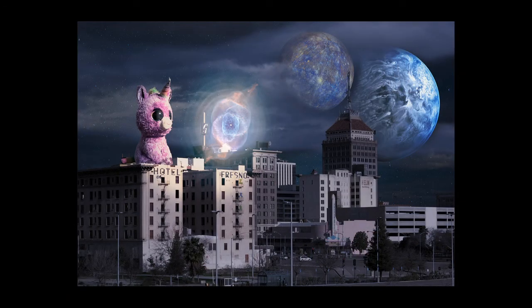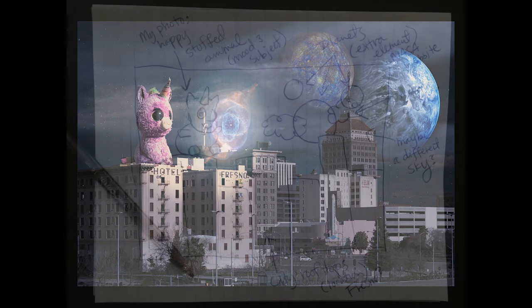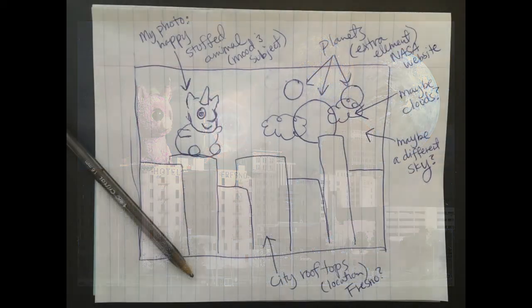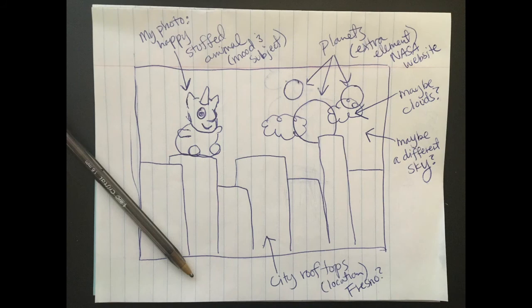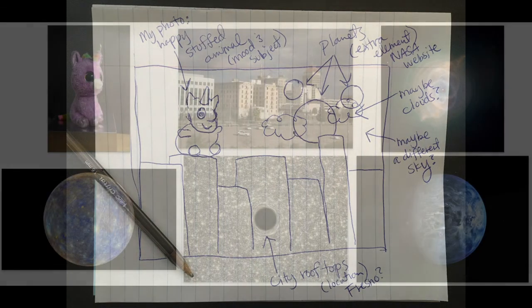This video is going to be a time lapse of the editing process I did for this composite. First off, as part of your assignment, you have already made this sketch, and this is really just to help you figure out what the final composite is going to look like and what kind of photos you need for the composite.